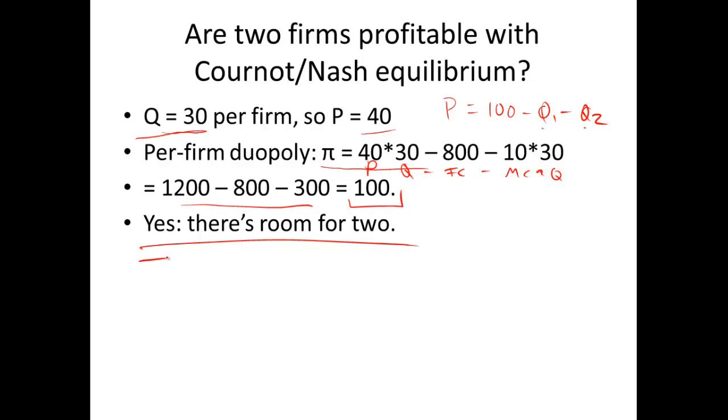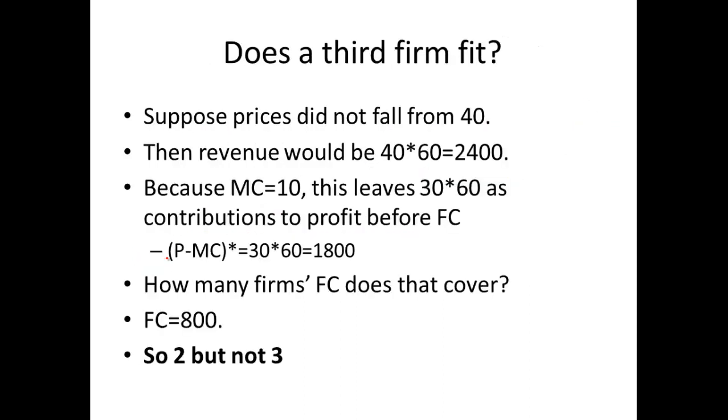Now we can keep going, and we can ask, does a third firm fit? Well, first way to go about this, let's ask, suppose prices did not fall from the price level of 40. And this is, again, kind of an overly optimistic assumption, because we do believe that with more firms, output would increase and prices would fall. But just as a first pass way to think it through, let's say prices didn't fall. Then what would revenue be?